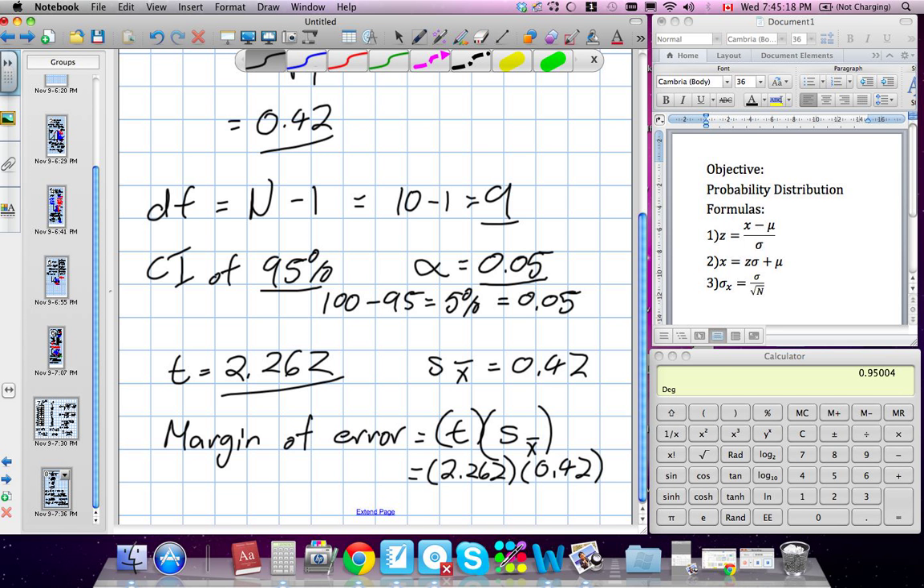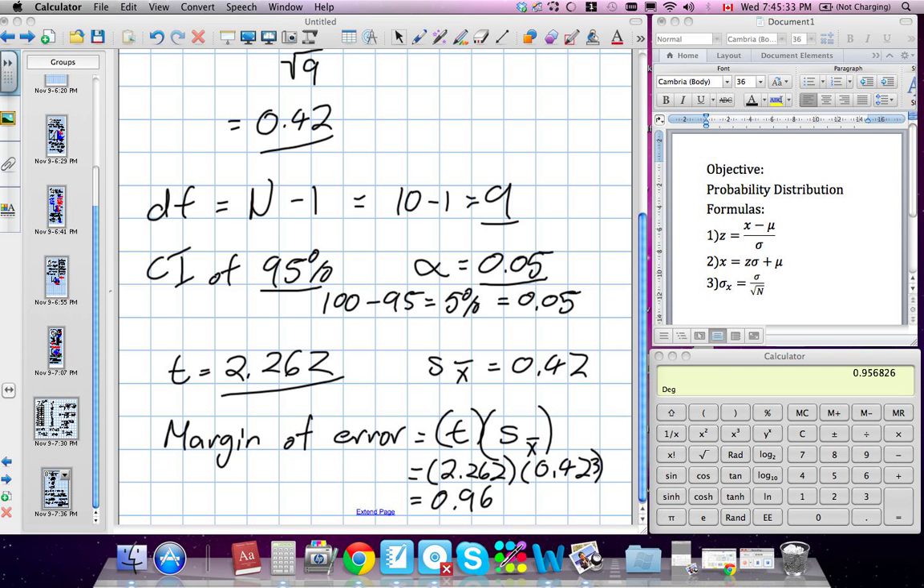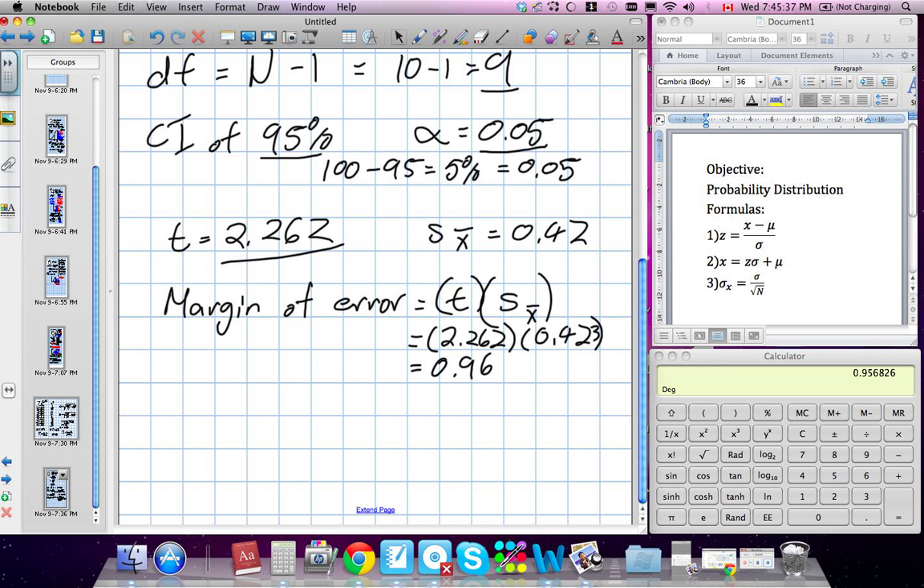So our margin of error is those two numbers multiplied by each other, 2.262 times 0.42, which equals 0.95. They rounded it, because they had a 3 at the end, so they rounded it to 0.96. Okay, so sorry, let's type their number in. 0.423 times 2.262. Yeah, that rounds to 0.96. So they got a margin of error of 0.96.